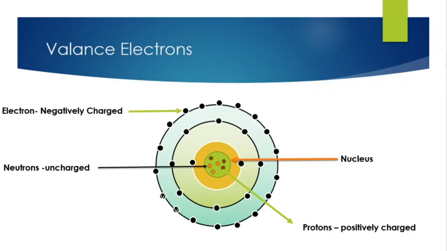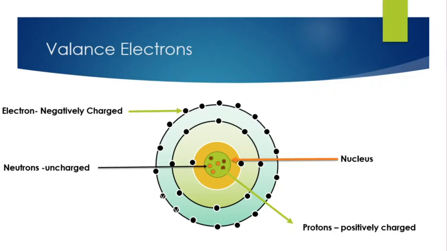So you can see the structure of atom which contains protons, neutrons and electrons, and in the atom there is one nucleus which is the center of the atom which contains neutrons which are uncharged particles and protons which are positively charged particles, that's why nucleus becomes positively charged.